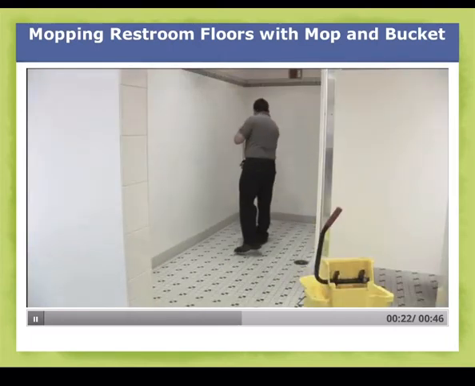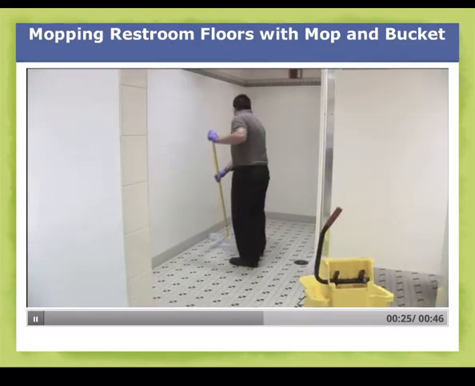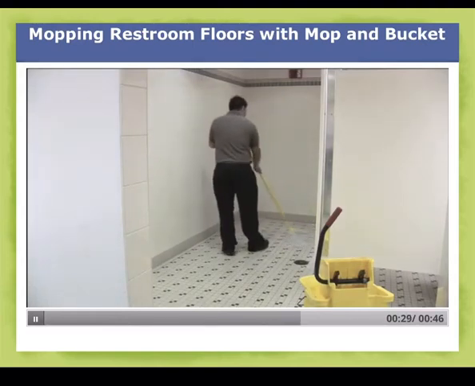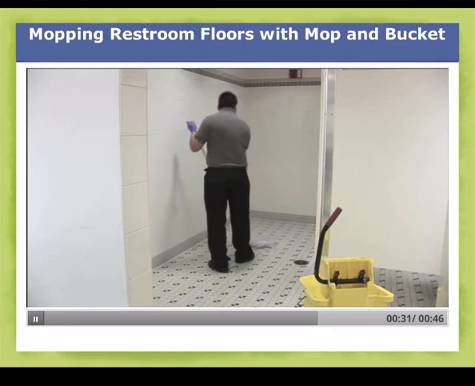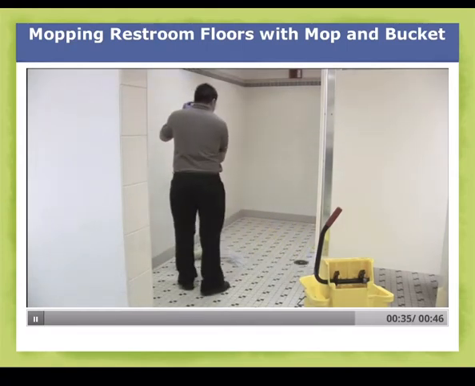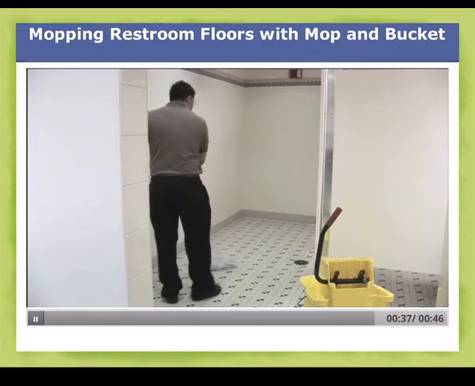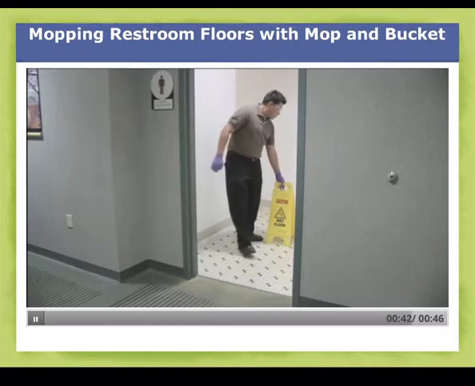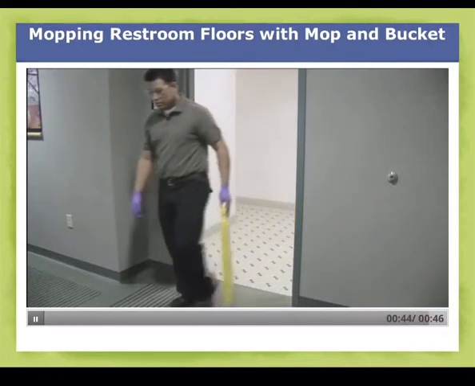Apply the solution to the floor in a figure-8 motion. Start from the farthest corner and work towards the door. Overlap each stroke. Turn the mop over every 5 to 6 strokes or sooner as needed. Mop a 100 square foot area at a time and return to the bucket for clean solution. Remove wet floor signs only after the floor is dry.